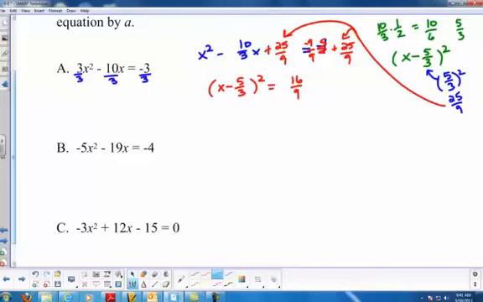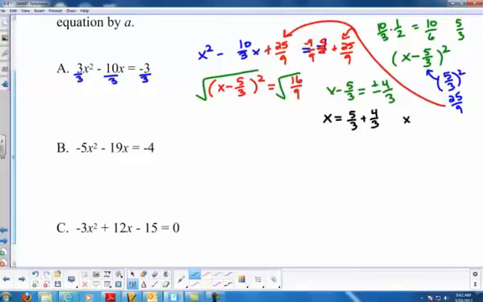So when you square root both sides, you get x minus 5/3 equals plus or minus the square root of 16 is 4, the square root of 9 is 3. So you're going to solve this by adding your 5/3. I'll just kind of write it separate here. So our 2 solutions are 9/3, which is 3, and 1/3.